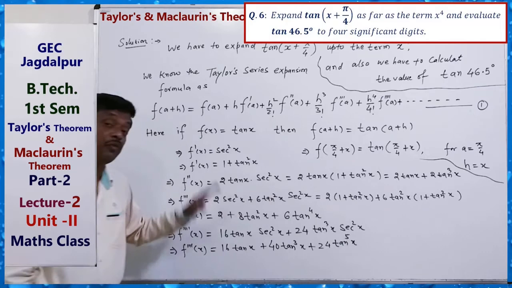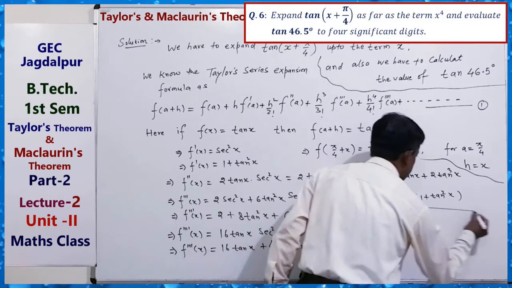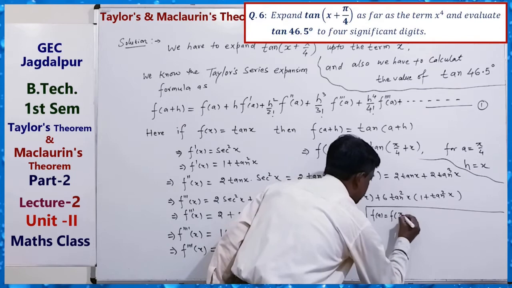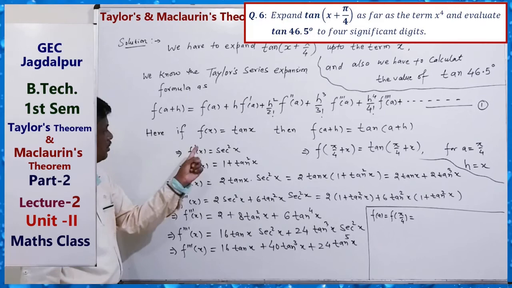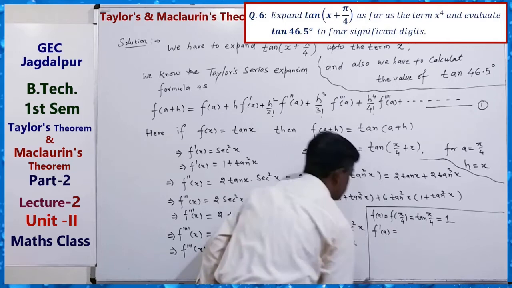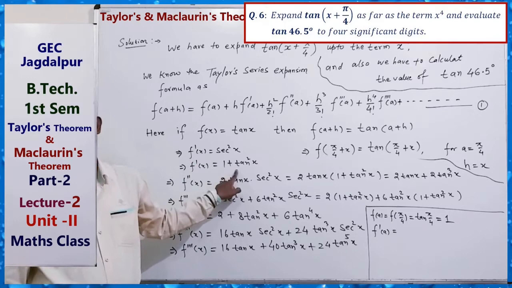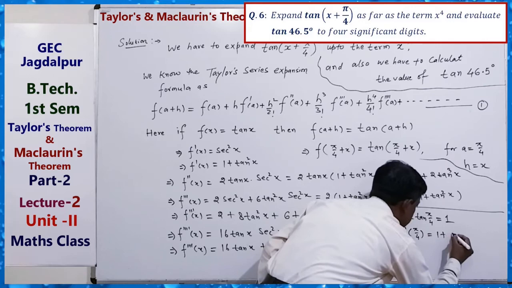Now just find all the values for this. Okay, f(a) means f(pi by 4). Just find the value, a equals pi by 4. f(pi by 4) equals tan pi by 4, which is 1. Similarly, f'(a). f' means this, 1 plus tan square. So f'(pi by 4) equals 1 plus tan square pi by 4 equals 1 plus 1 equals 2.